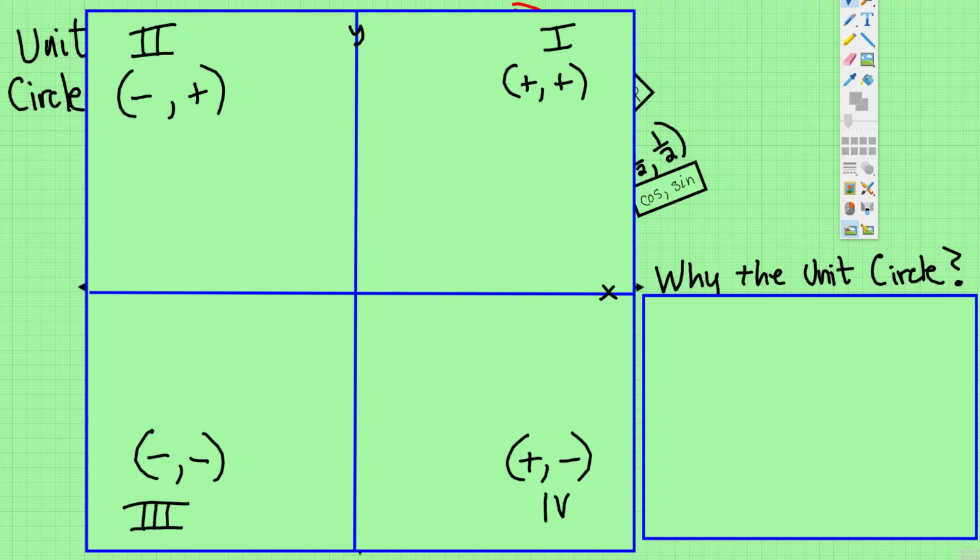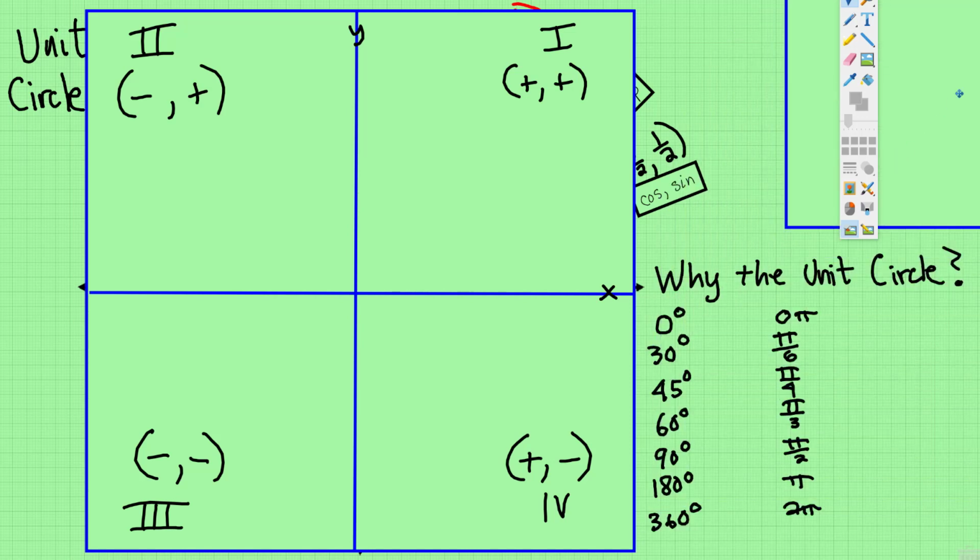Okay, now we're going to be talking about the unit circle. Why the unit circle? Well, the unit circle is useful because there are some patterns with these specific given angles: 0 degrees, 30, 45, 60. And by the way, these are the main angles that we'll be dealing with, but on the unit circle there also exist 90 degrees, 180 degrees, 360 degrees.